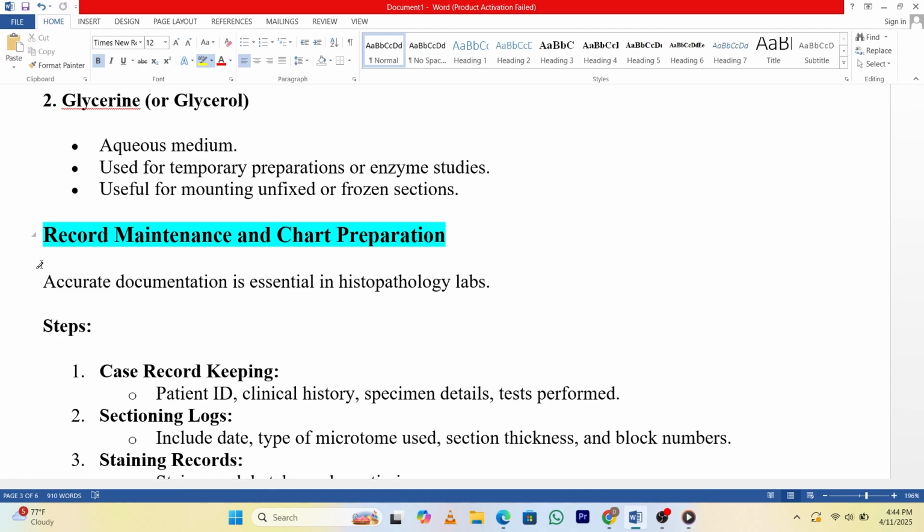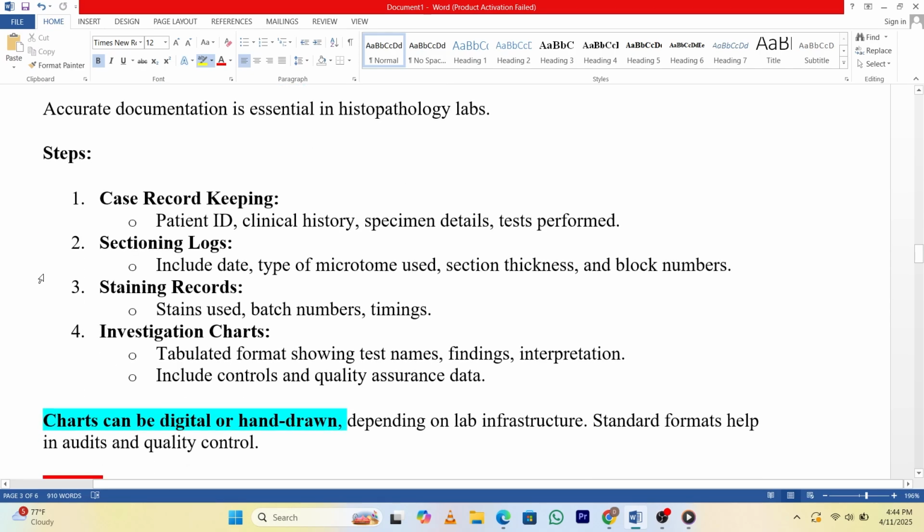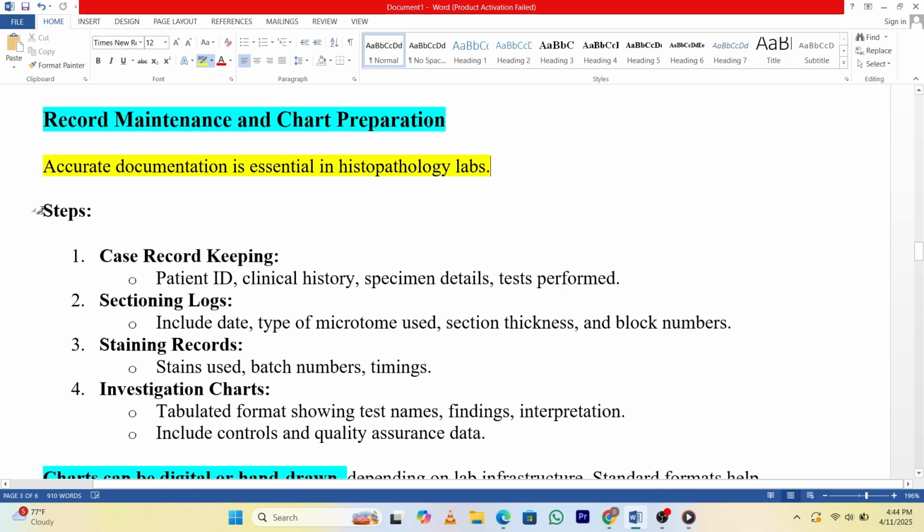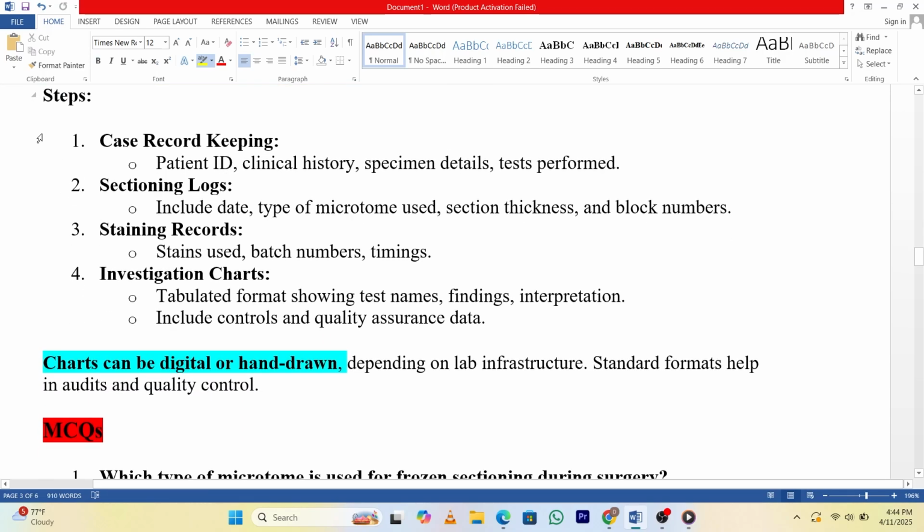Record maintenance and chart preparation. Accurate documentation is essential in histopathology labs. Steps. 1. Case record keeping. Patient ID, clinical history, specimen details, tests performed. 2. Sectioning logs. Include date, type of microtome used, section thickness, and block numbers.